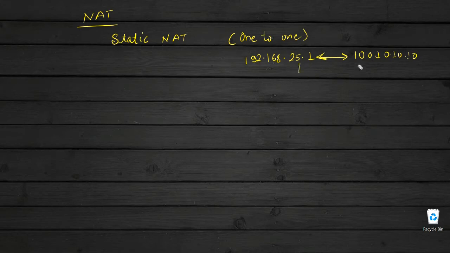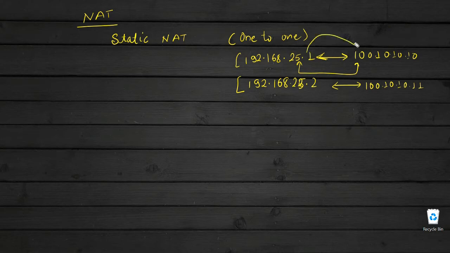Whenever it is going to the internet, it will use that IP address. But if anyone else, let's suppose a user 192.168.25.2, tries to reach the internet, he needs another public IP address, let's suppose 100.10.10.11, right? So that is the type of static NAT where we have to use one-to-one mapping. So this is not feasible, right? Because we introduced NAT to save the IP address space, and still in order to go to the public, we are using one IP address for each.